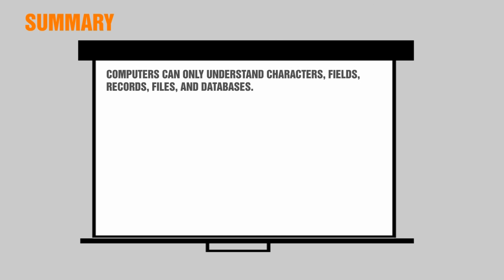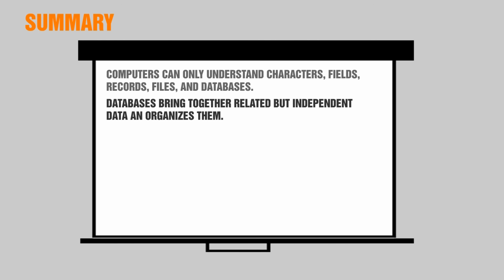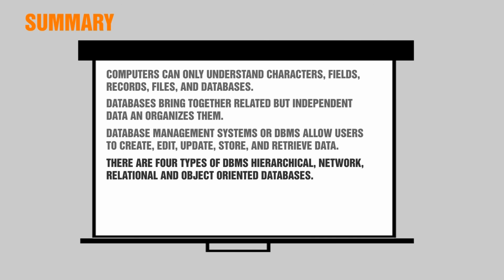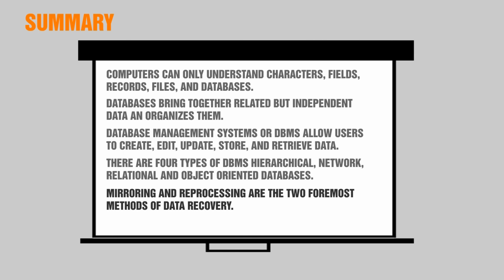Here's a quick summary on what we have learned in this chapter. Computers can only understand characters, fields, records, files and databases. Databases bring together related but independent data and organize them. Database management systems or DBMS allow users to create, edit, update, store and retrieve data. There are four types of DBMS: hierarchical, network, relational and object-oriented databases. Mirroring and reprocessing are the two foremost methods of data recovery.